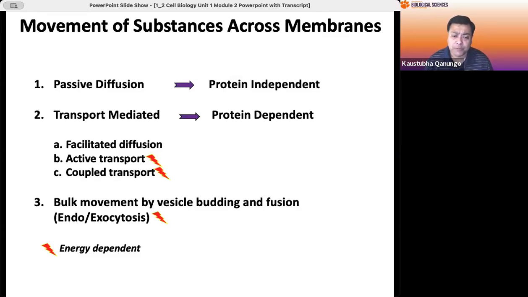Whereas active transport will require energy in the form of ATP. Now, coupled transport actually requires energy, but in 2 steps. We are going to talk about that in that part. In one part, it may look like it's not needing energy, but to generate that condition, you need energy in the second step, which is absolutely essential. And bulk movement is just one slide at the very end. Budding and fusion, of course, are very energy dependent.